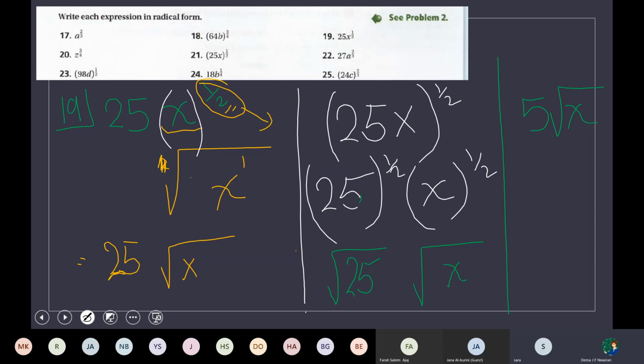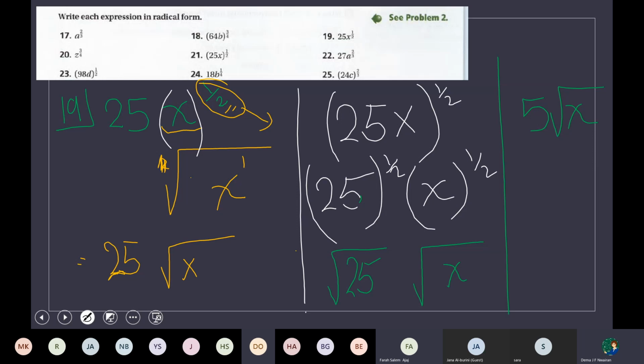So in number 19 here, it is 25x raised to the power half. It's different than 25x, all of them raised to the power half. That will be the difference between them. Is it clear now?